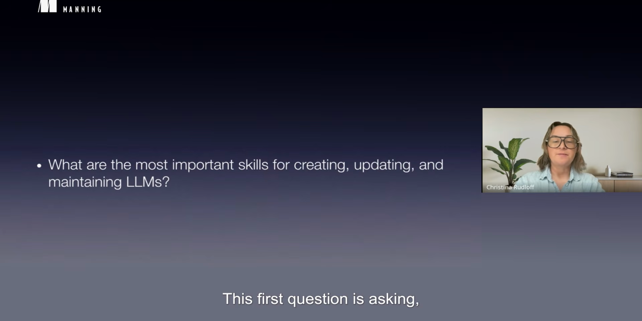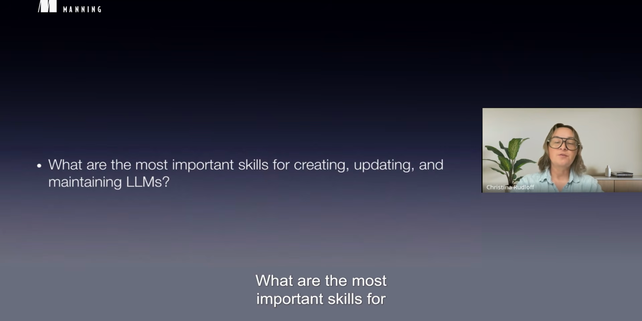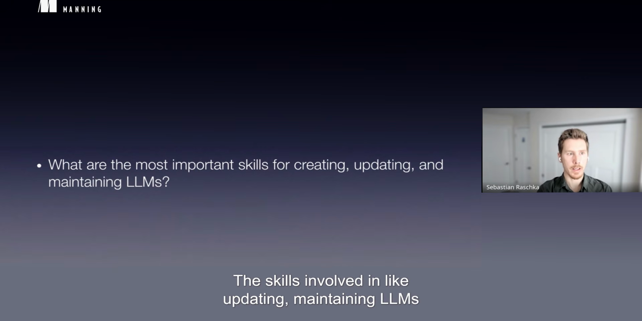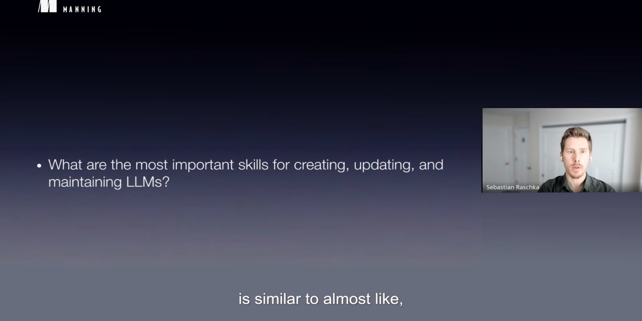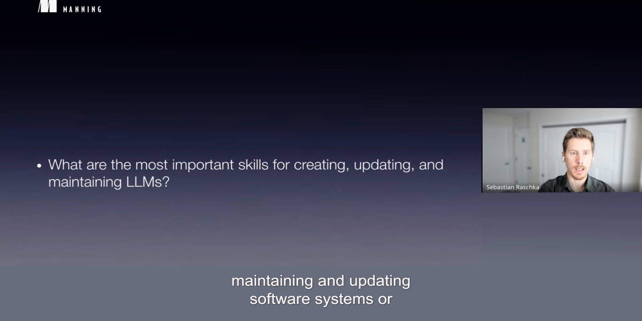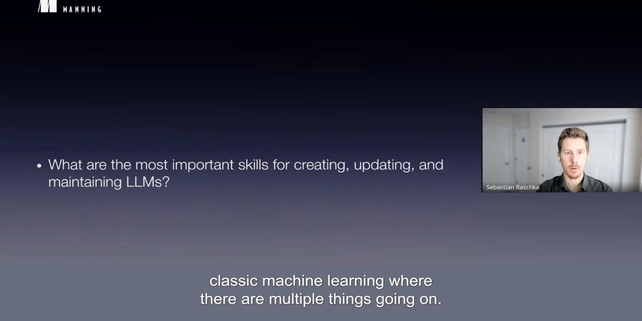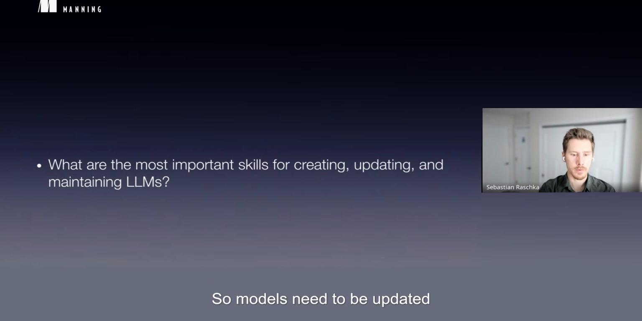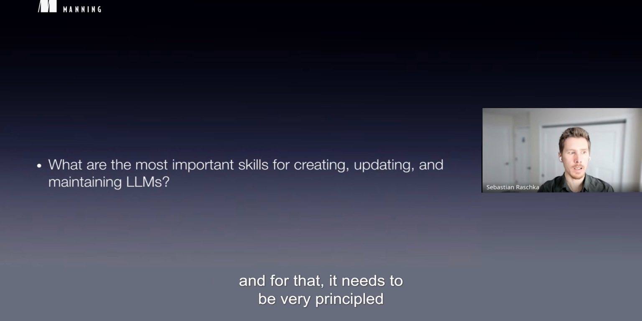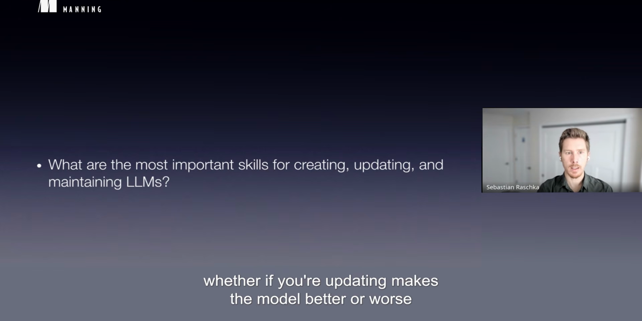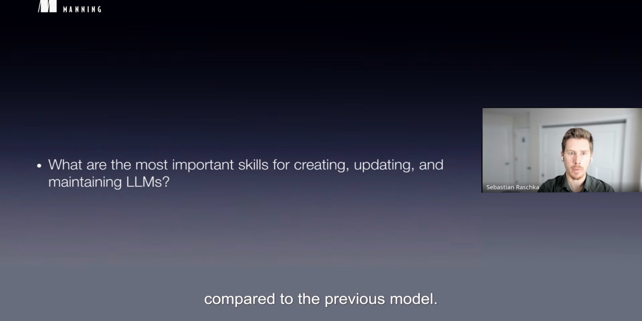This first question is asking, what are the most important skills for creating, updating, and maintaining LLMs? The skills involved in updating and maintaining LLMs are similar to maintaining and updating software systems. It's also related to classic machine learning, where there are multiple things going on. So models need to be updated, and for that it needs to be very principled, where you want to measure whether your updating makes the model better or worse compared to the previous model.